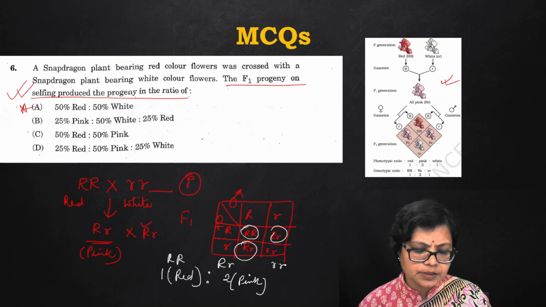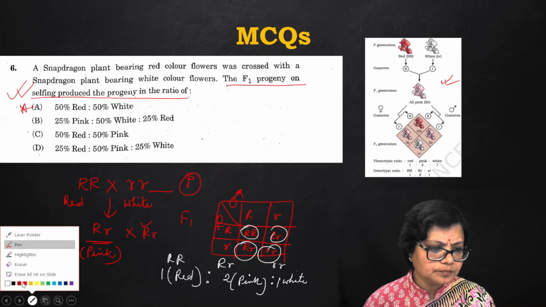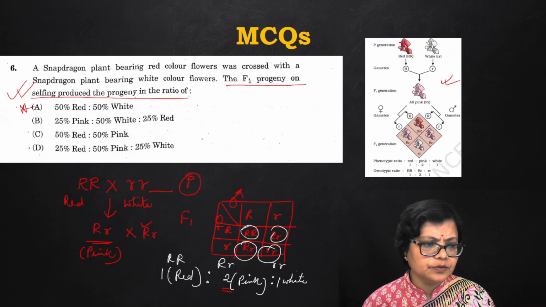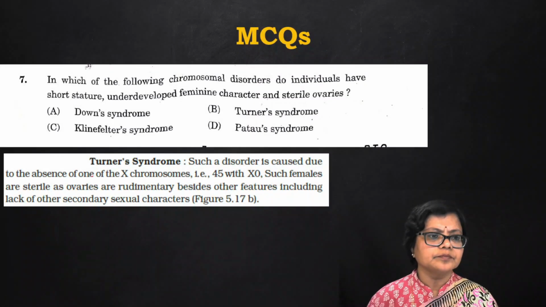Now smaller, that will be 1, that is the white. So the correct answer will be 25% red, 50% pink and 25% white. So option D. Clear? Next.